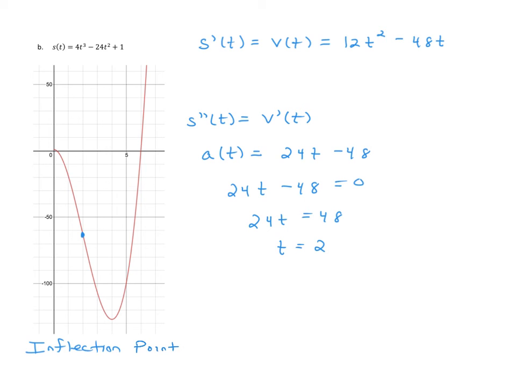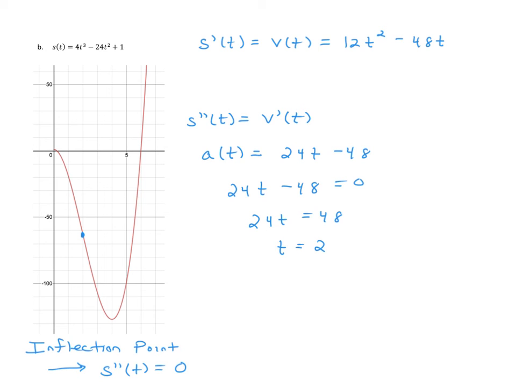And it turns out if you have an inflection point on your graph, it must be that the second derivative at that point is equal to 0. This doesn't work backwards. If your second derivative is 0, it doesn't mean you have an inflection point. But if you do have a point like this on your graph, the second derivative, which is the acceleration, must be equal to 0 there.